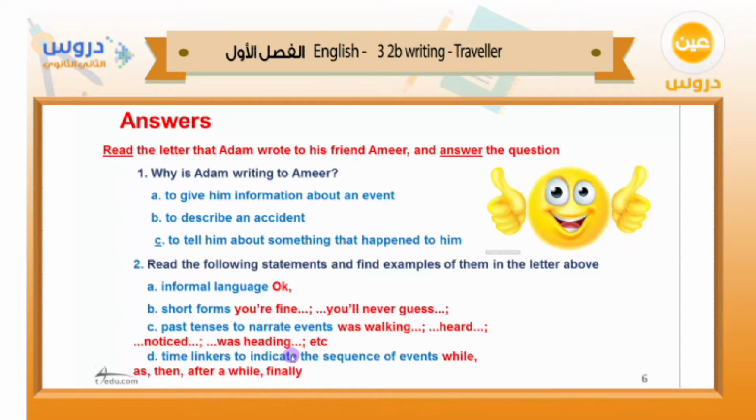All these linkers help us to keep our writing coherent, and since we're narrating a story, it also helps create some steps for writing, and it creates some kind of organization to the events and the actions that happen in the story.